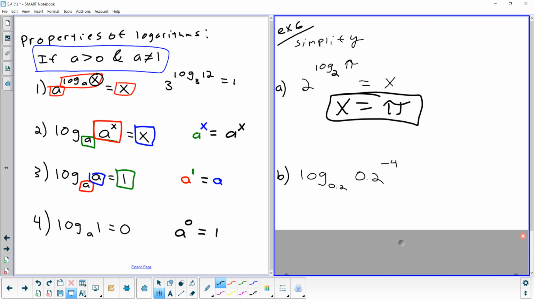How about example B? Log base 0.2 of 0.2 to the negative 4th. Yeah, that looks like property 2. And using property 2 to simplify it, what would you get? Negative 4. So again, there are really no calculations you're doing here. You're looking for a pattern, and you're finding which formula it matches. And that's it. Let me scroll down.